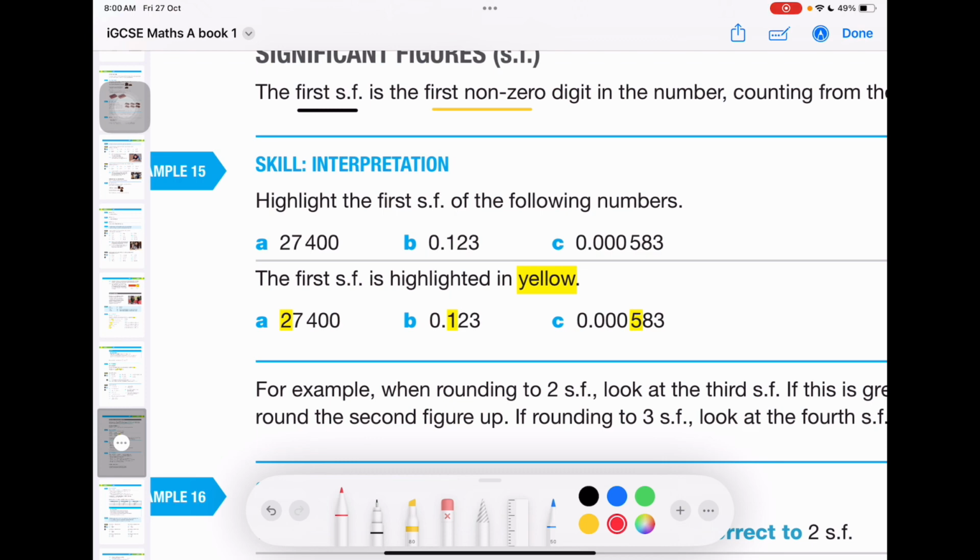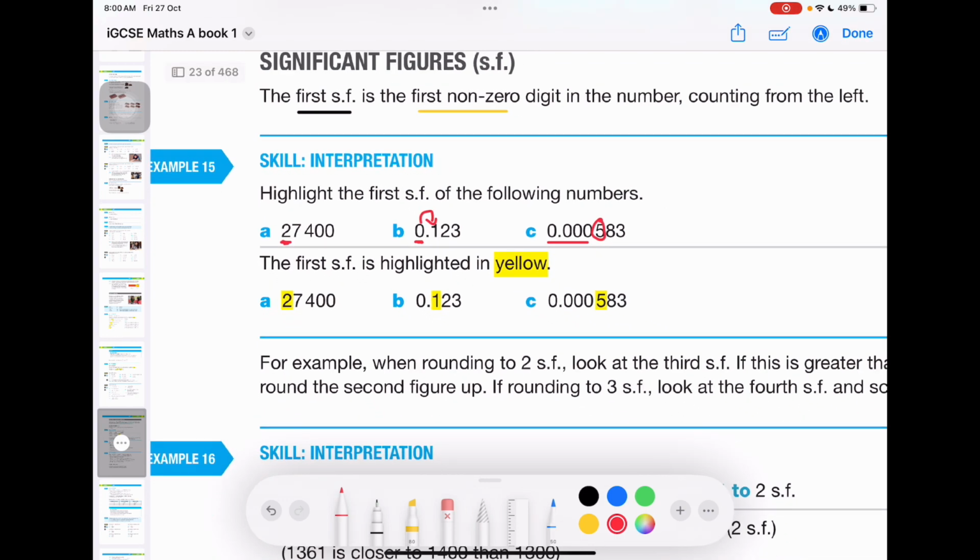Basically you have number 2. That is the first digit that you are going to be looking at, and you will use the second digit to determine whether you're going to round up or round downwards. Similarly for part B, because the first digit is 0, we will move on to the next digit over here, which is 1. And likewise for part C, all the zeros in the front, we are going to ignore. We are going to look at the first non-zero digit, which is 5.